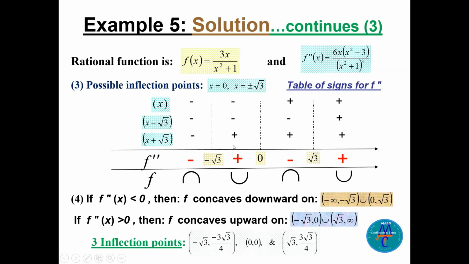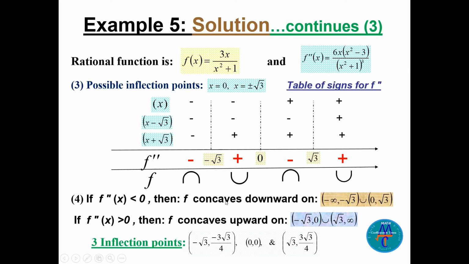F double prime here is positive. Between this number and this number, it will be concave up, then concave down, then concave up. See how many times we have changes? We have one change here, one change here, one change here. So f double prime is negative.